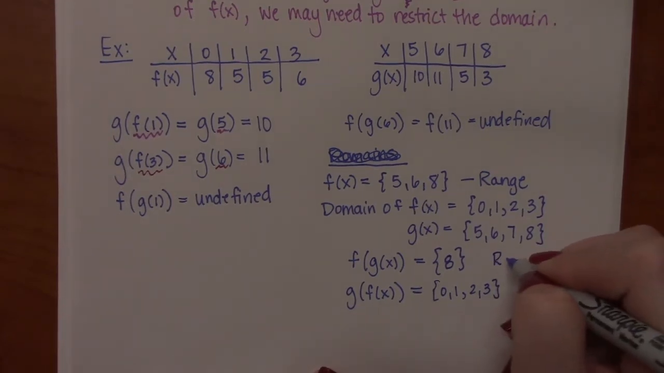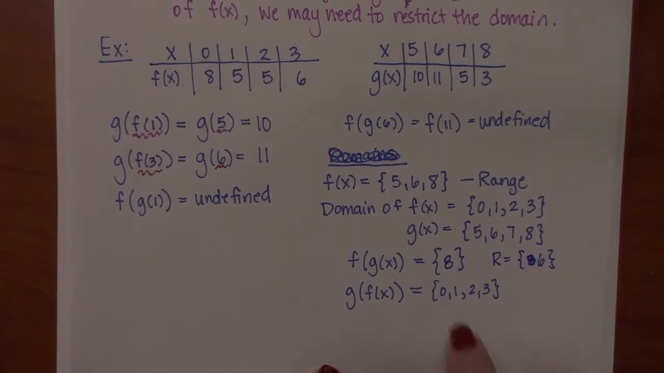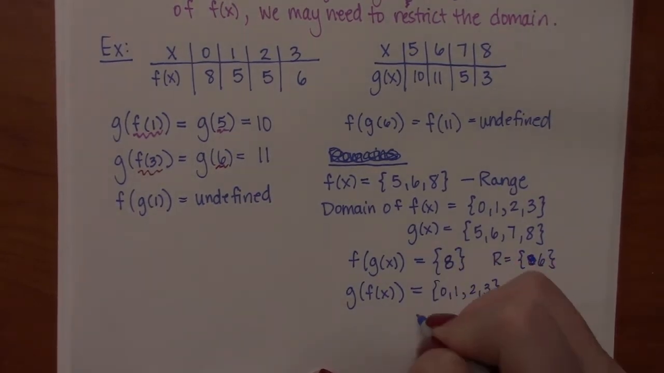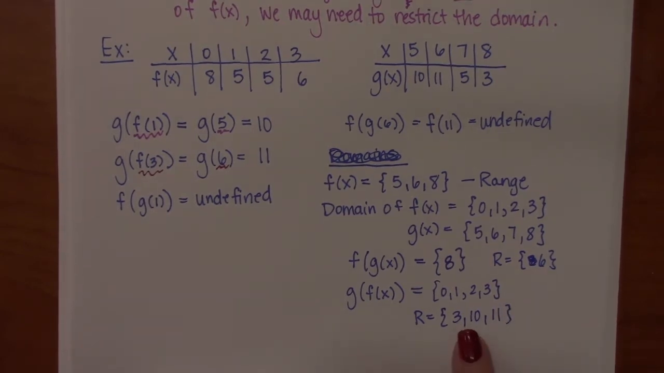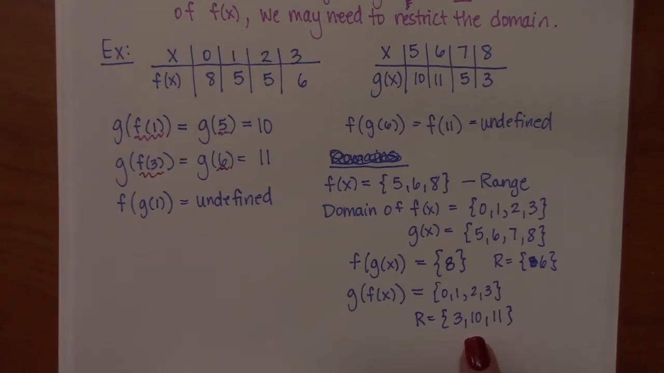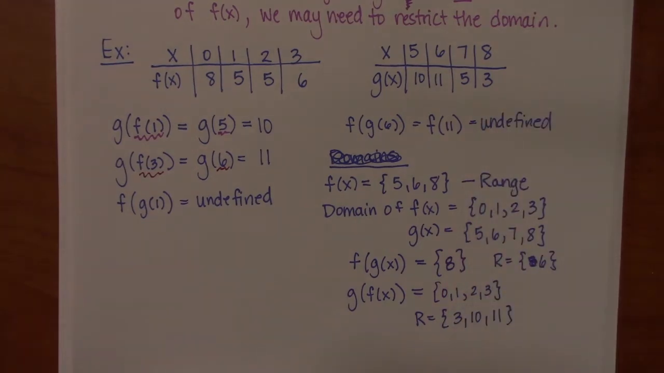So we said that the range of this guy was 6, because that's the only value that comes out when you plug in 8. But the range of this guy is 3, 10, and 11. So the range of the composition grabbed every value in the range of g of x except for 5. Why did we not take 5? Because it repeats. You don't have something that gives you 7 to plug in to get that 5 back out.